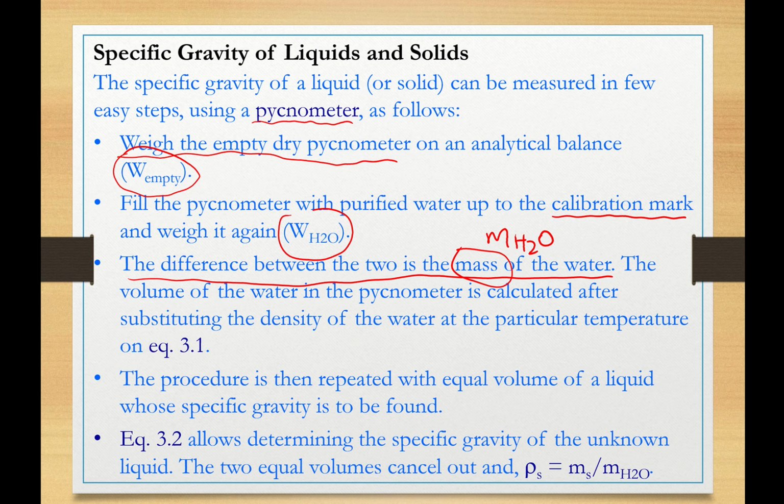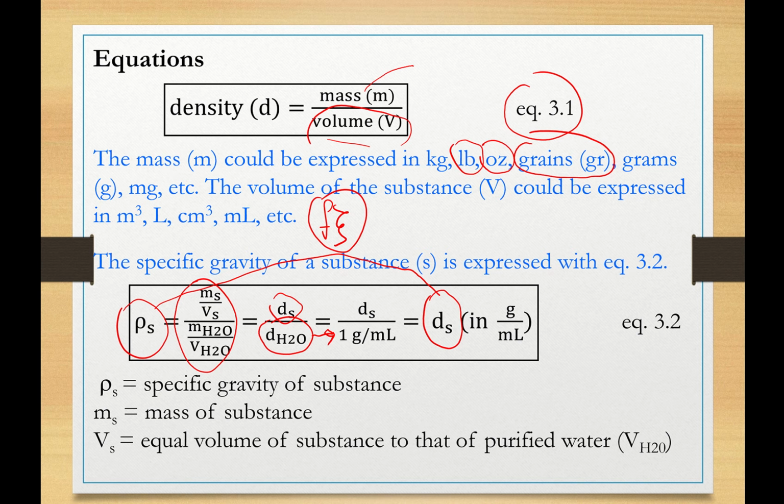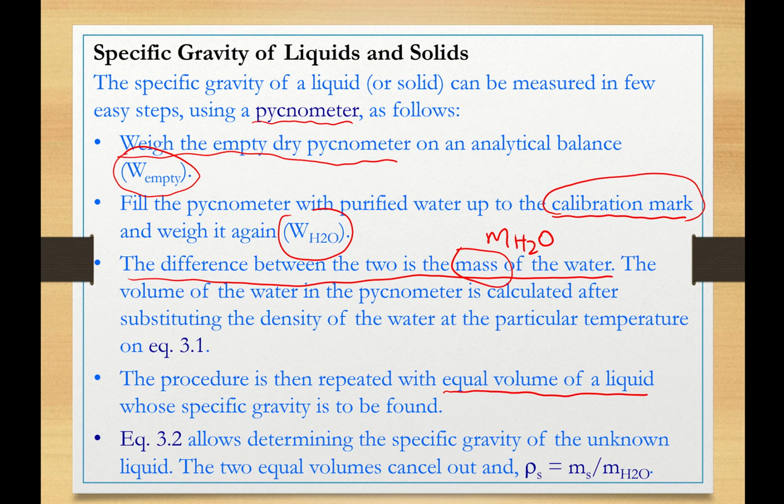Now you repeat the same procedure with your unknown liquid. And again, it is important to fill it up to the calibration mark with the unknown liquid. Why? Because, as you can see in the formula here, since the volumes are the same, they cancel out, and the specific gravity of the unknown liquid can be determined as the ratio of the 2 masses.